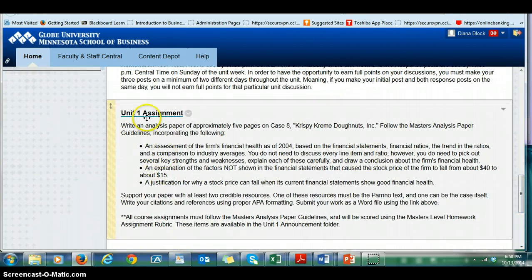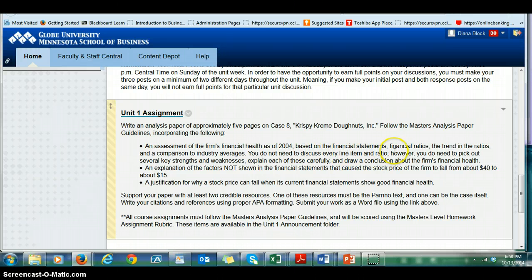But I want to talk here about the actual assignment and kind of help you get started on that. So when we're looking at this Krispy Kreme case, case 8, and you're going to follow the master's analysis paper guidelines, of course, but included in that, you're going to kind of address these bullet pointed issues here. So the first bullet point item asks you for an assessment of the firm's financial health as of 2004.